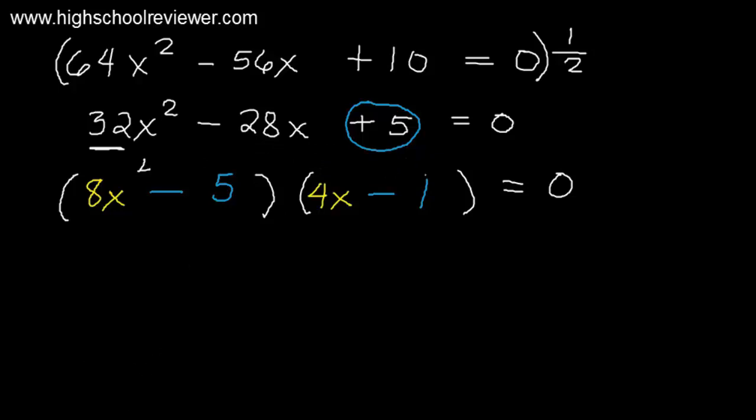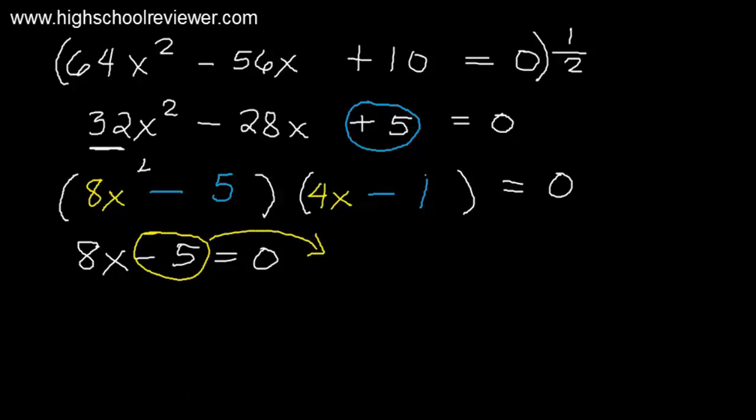Okay, so let us now solve for the value of x. We have here 8x minus 5 equals 0. To solve for the value of x, first we need to transpose negative 5 to the other side. What will be left on the left side will only be positive 8x. And if we transpose negative 5, it will change sign. This will become positive 5.